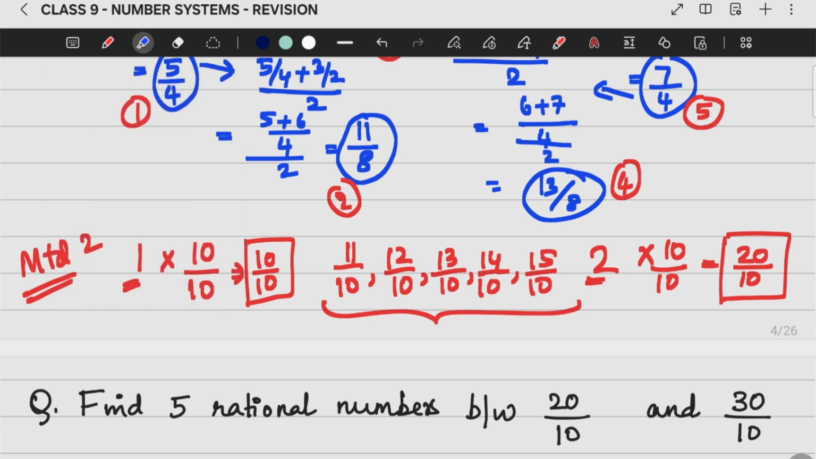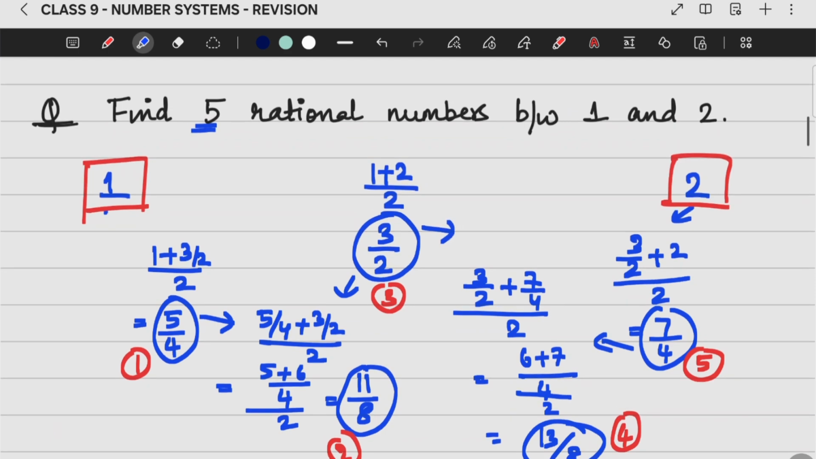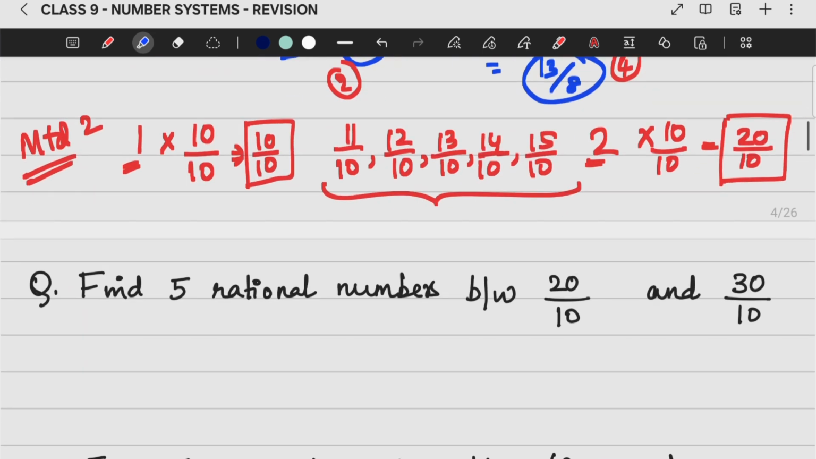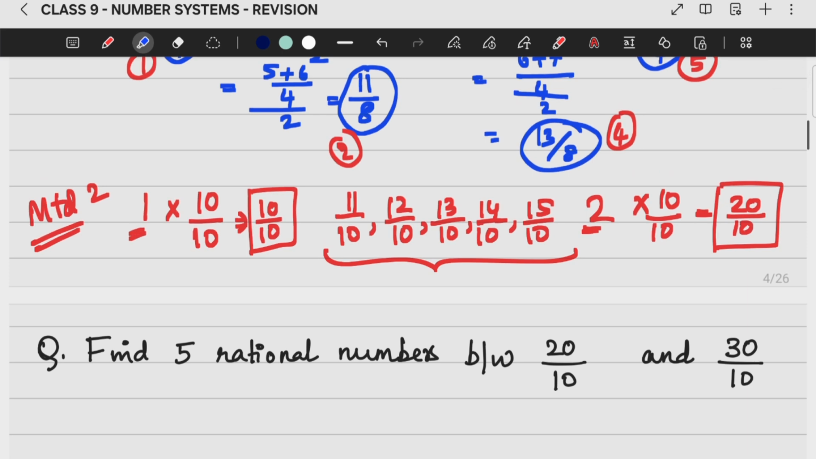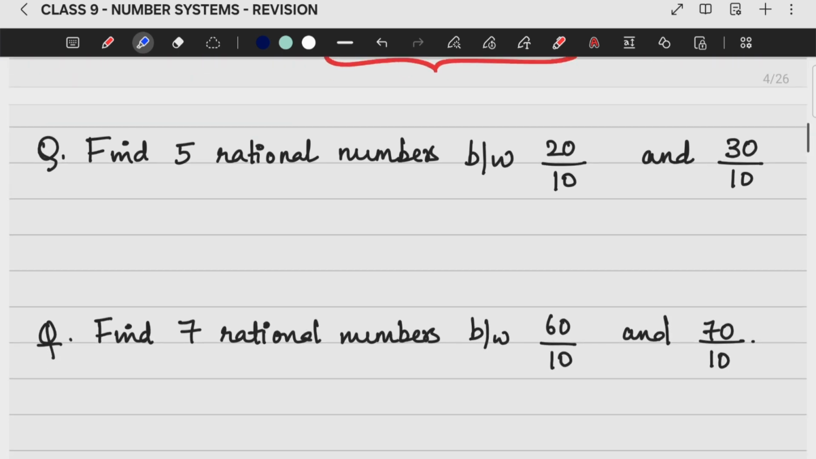Hope you understood. So the very first method is by calculating (a plus b) by 2. For every interval, every middle term, you have to use (a plus b) by 2. But here, in the second method, you have to just make sure the denominators of the two numbers are the same. And you have to create a range of it. So this method too you can easily use and find any number of rational numbers between any two rational numbers. Next one, let's do another question similarly.